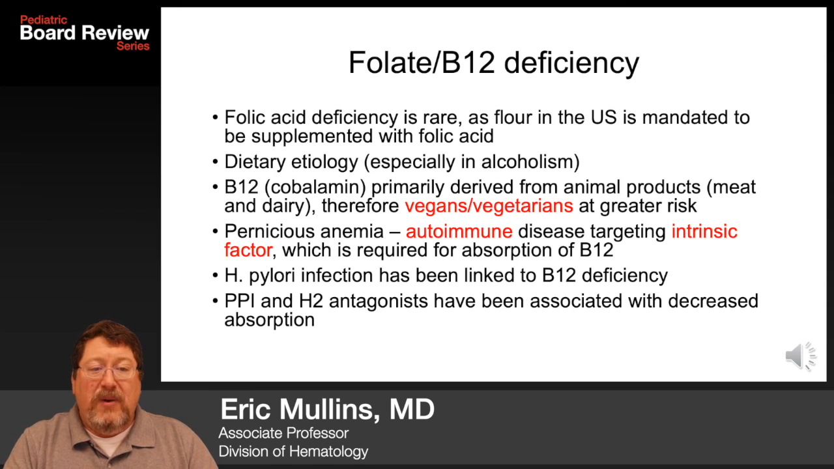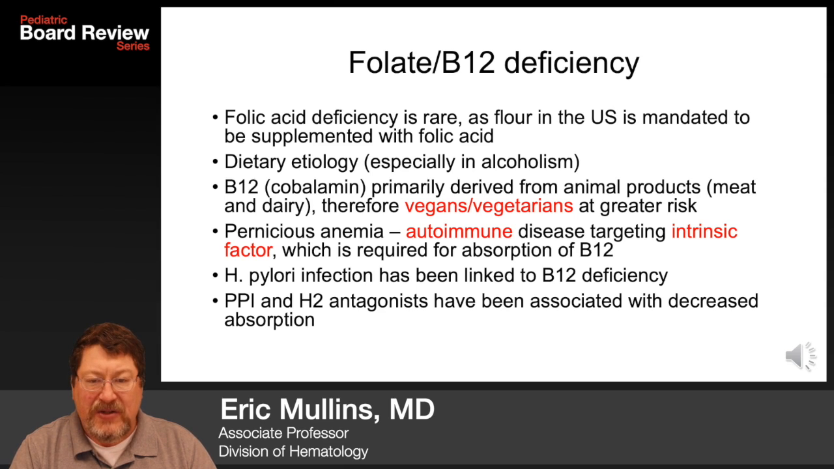So folate and B12 deficiency is the next deficiency anemia I'll mention. Folic acid deficiency is very rare in the United States. Flour is mandated to be supplemented with folic acid. Therefore, most people have plenty of folic acid in their diet. However, there can be dietary etiology, most notably in people who are alcoholics. So again, not usually very common in pediatrics.